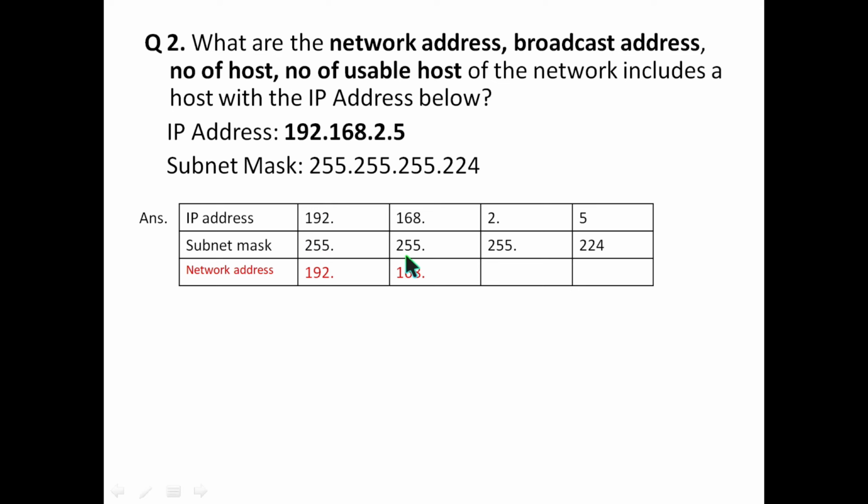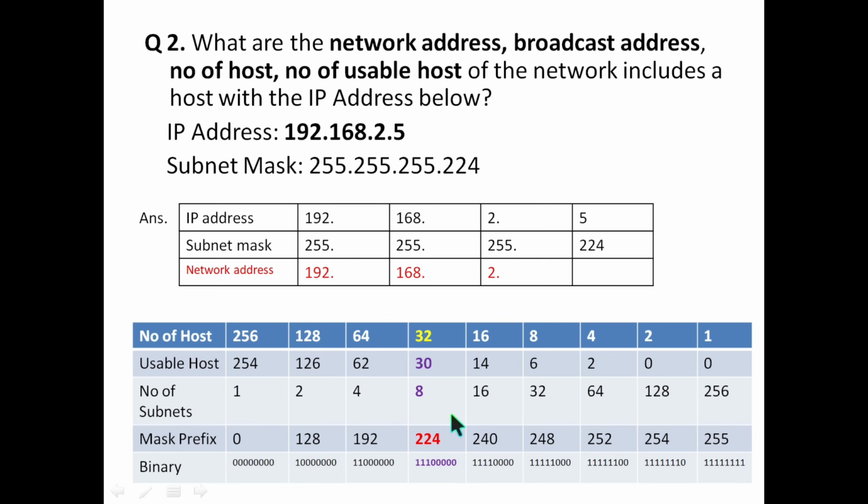In the same way, if the subnet mask value is 255, simply write the IP address. If it is not, then check the table with the mask prefix 224, that is 224. So the number of hosts will be 32. The first subnet will start from 0. Next will be 32 plus 32, which is 64, plus 32 which is 96. In the same way, we add 32 in each subnet and we get the next subnets.